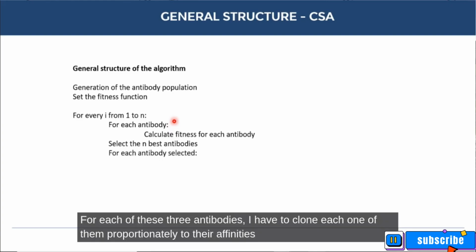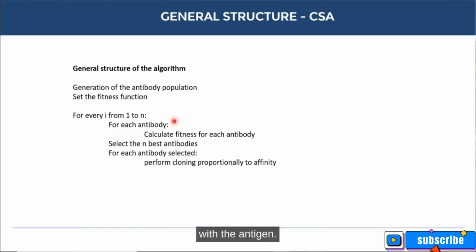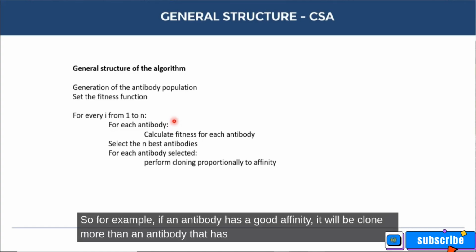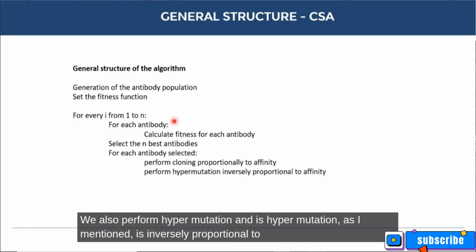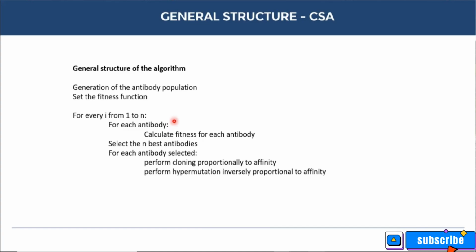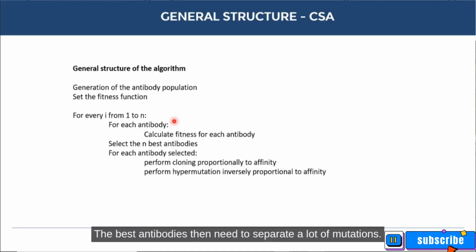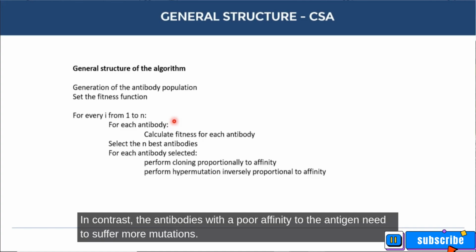Next, for each of these 3 antibodies, I have to clone each one of them proportionately to their affinities with the antigen. So for example, if an antibody has a good affinity, it will be cloned more than an antibody that has less affinity. We also perform hypermutation, and this hypermutation, as I mentioned, is inversely proportional to the affinity. The best antibodies don't need to suffer a lot of mutations. In contrast, the antibodies with a poor affinity to the antigen need to suffer more mutations.